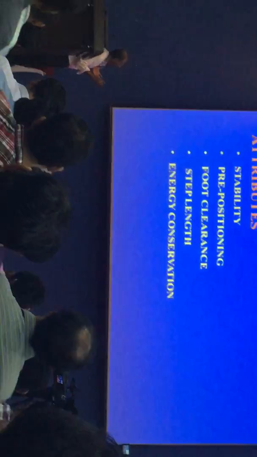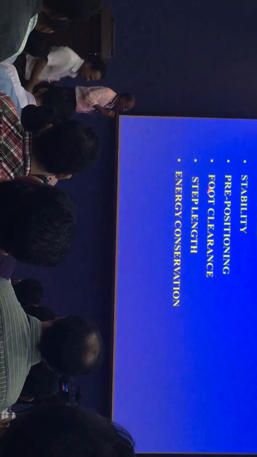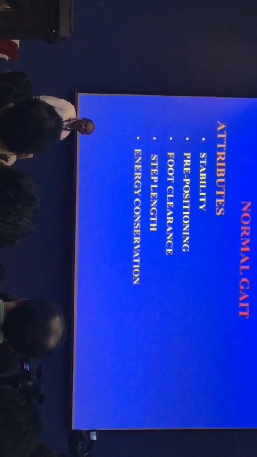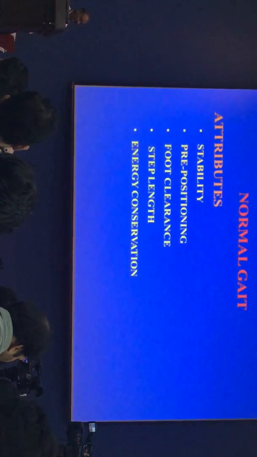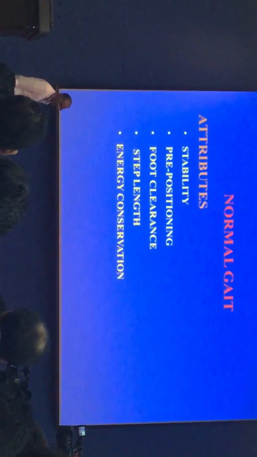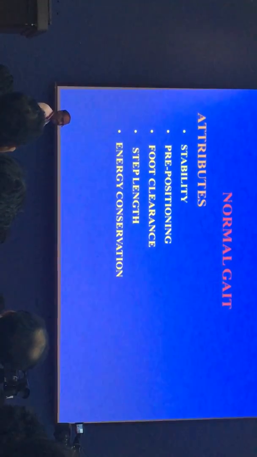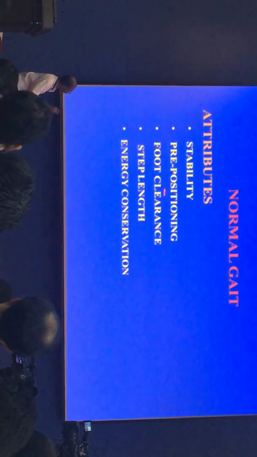The other thing is limb positioning. How is the limb positioning, pre-positioning? So if there's a deformity, pre-positioning is different. If there's an equinus, pre-positioning is different. Foot clearance: if you have an equinus, again, foot clearance is not possible. The toes will touch against the ground and you'll have a high step increase. So foot clearance is important.